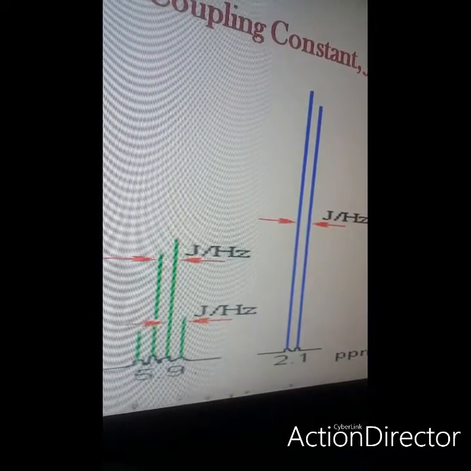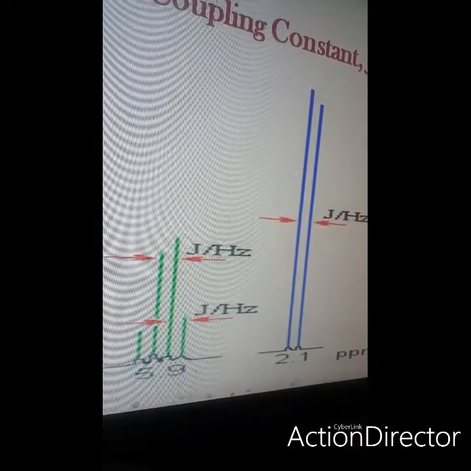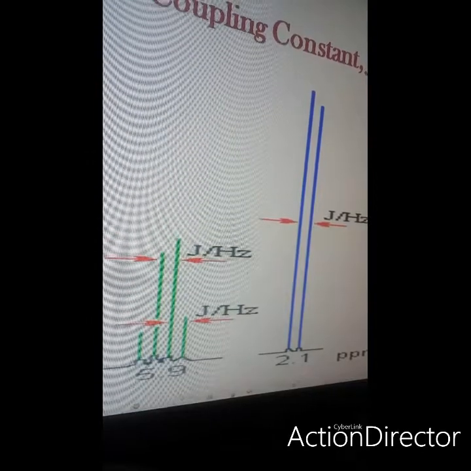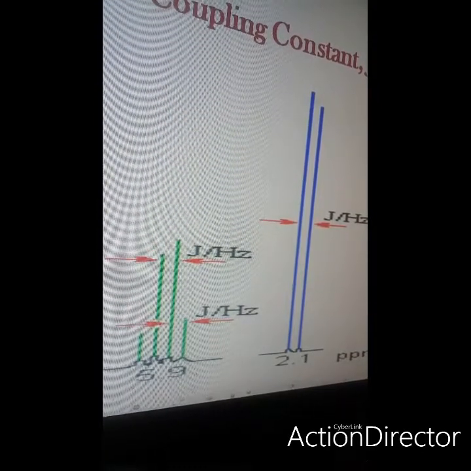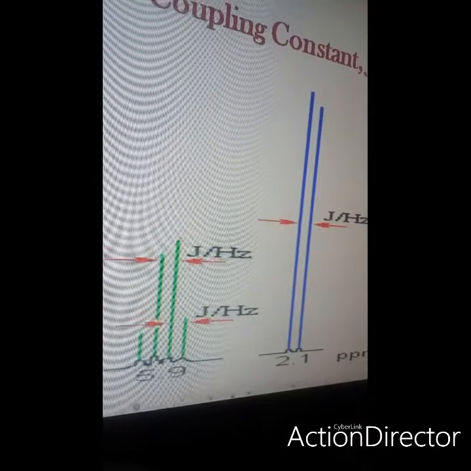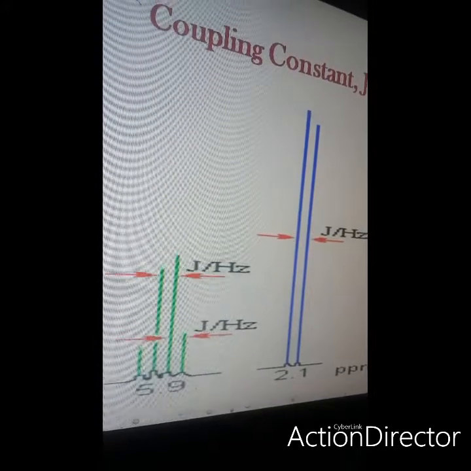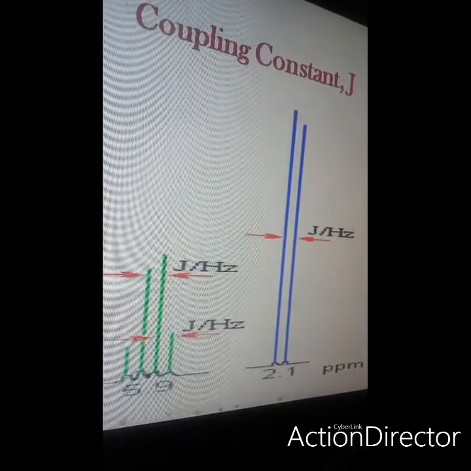So the value of the coupling constant in the case of geminal coupling protons increases with increase in bond angle. It depends on the electronegativity. It depends on the angle strain. It depends on the bond length, and based on the J value, one can easily differentiate whether it is cis or trans form.